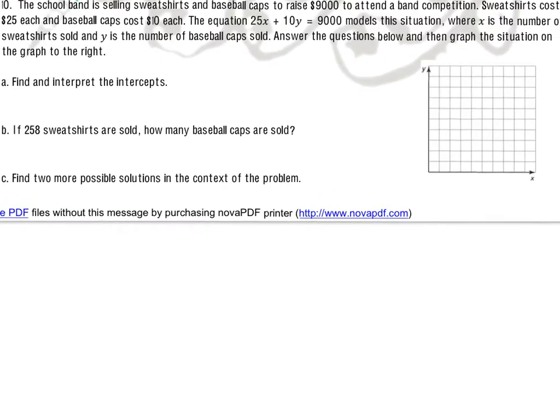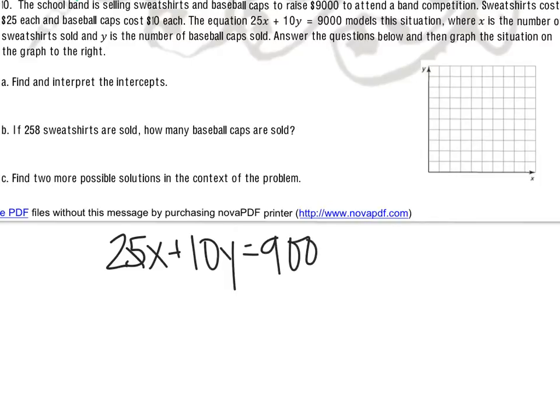So we have this equation, 25x plus 10y equals 9,000. And we're supposed to, first of all, find and interpret the intercepts.